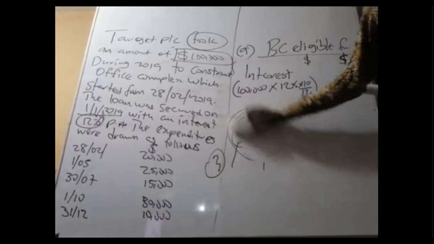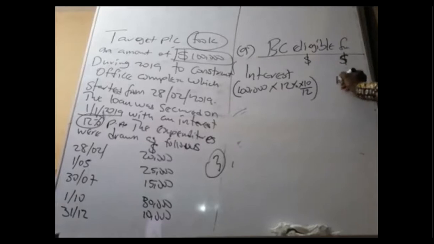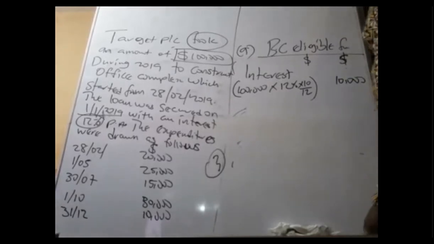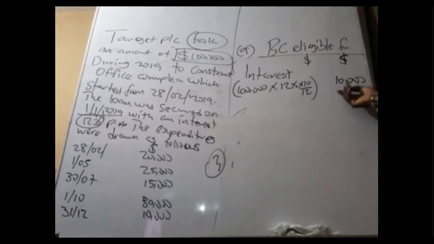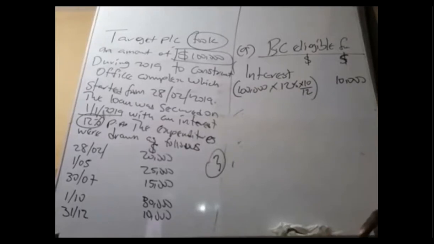So kindly, what do you get? Kindly give me the answer. You get 10,000, right? That should be the total interest on this value. So take note of that. Total interest.